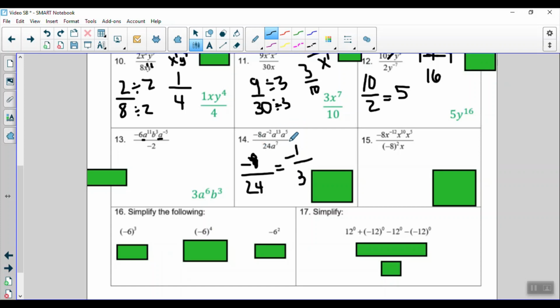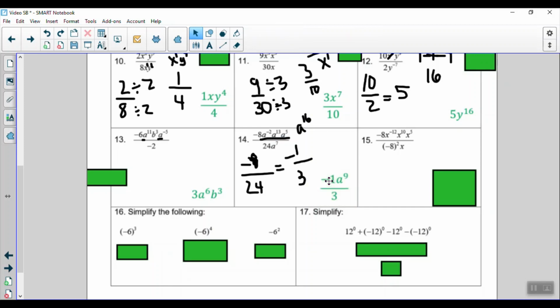Then we have all A's. So the first thing we want to do is combine all the ones on the top. So if we're multiplying these on the top together, we're adding our exponents. -2 plus 13 is 11, plus 5 would be 16. So we have a to the 16th divided by a to the 7th. Well, when we subtract, 16 minus 7 is a to the 9th, and that is positive, right? So we're going to put that on the top. So we've got -1 on top, 16 minus 7 was 9, so a to the 9th over +3.